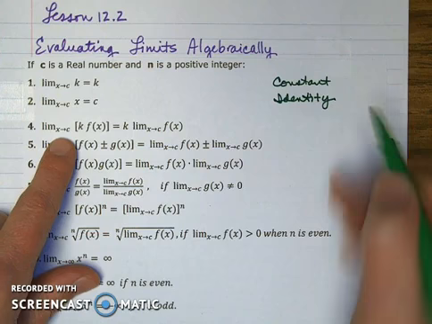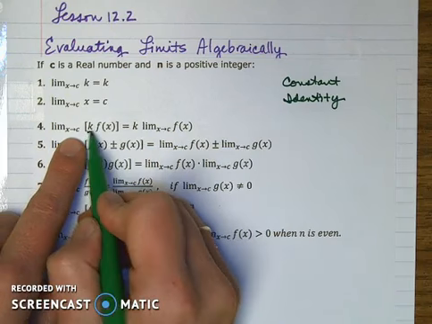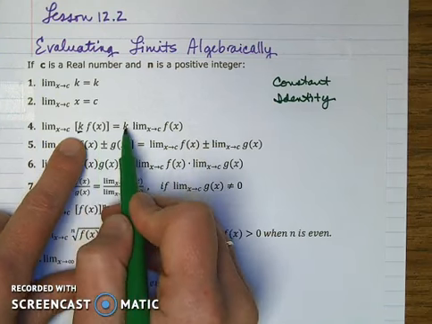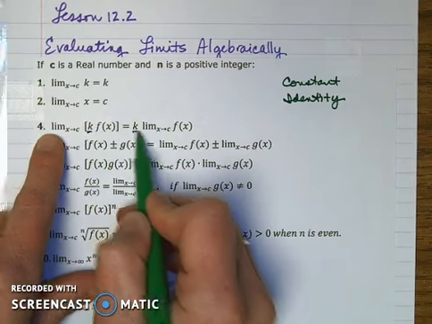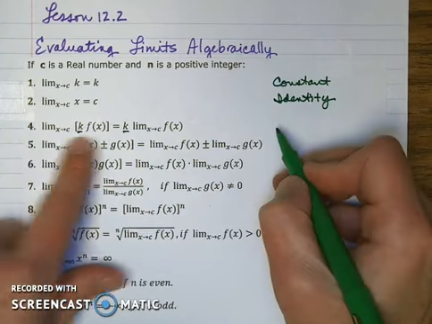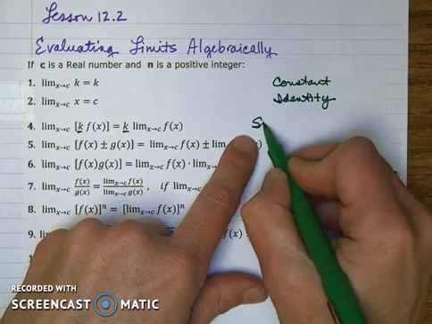This one has a k value that's in with the function, and you can pull that out front. It becomes a multiple out front. We call that the scalar multiple.